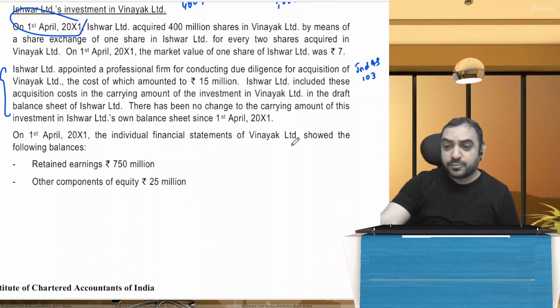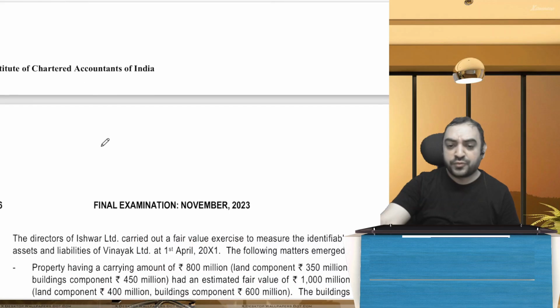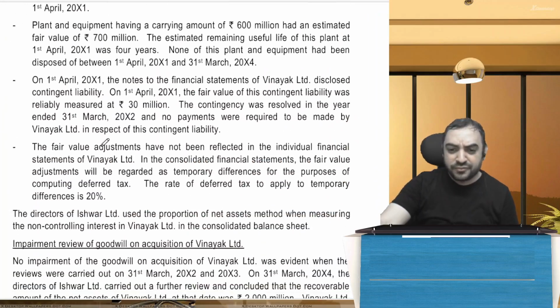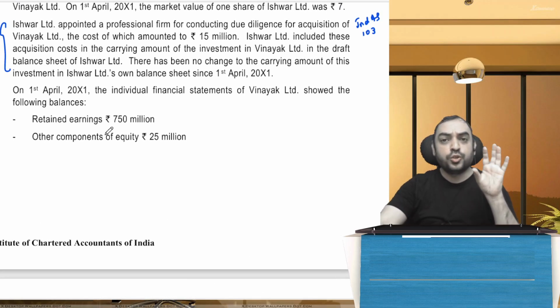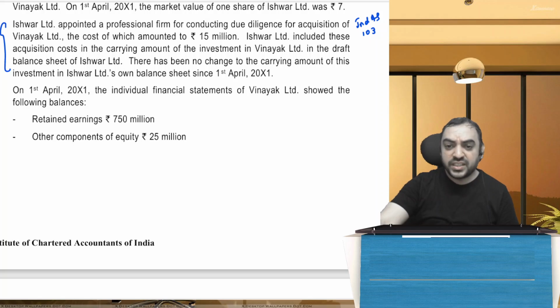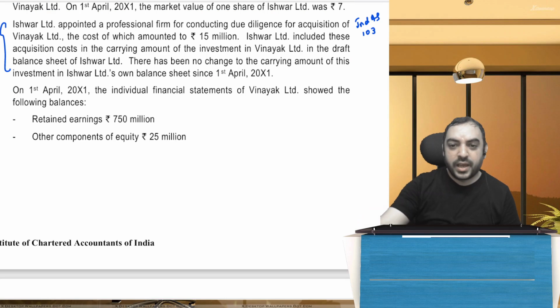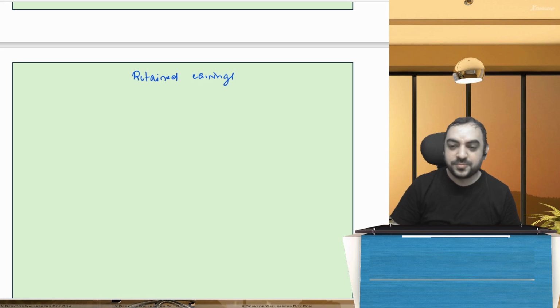In individual financial statements, Vinayak Limited showed the following balances: retained earnings 50 million, other components of equity 25 million. So if you read further, there are no bonus adjustments or dividend adjustments. So I can divide this into pre-acquisition and post-acquisition profits. Let me do this now. Retained earnings as per balance sheet, it is 10 lakh 50,000.